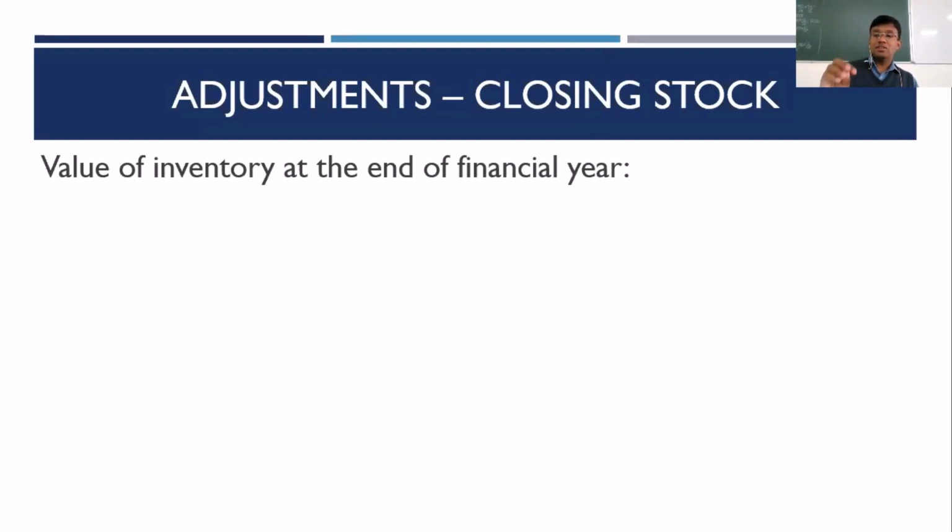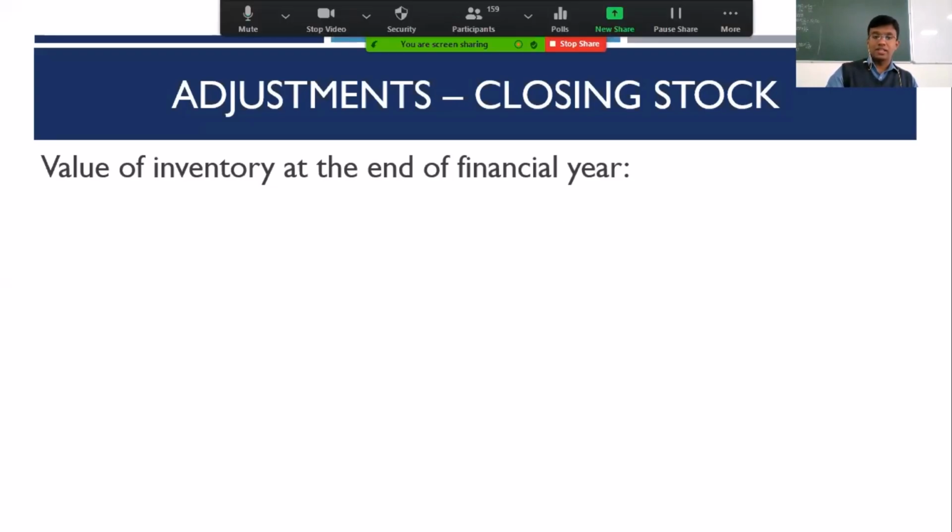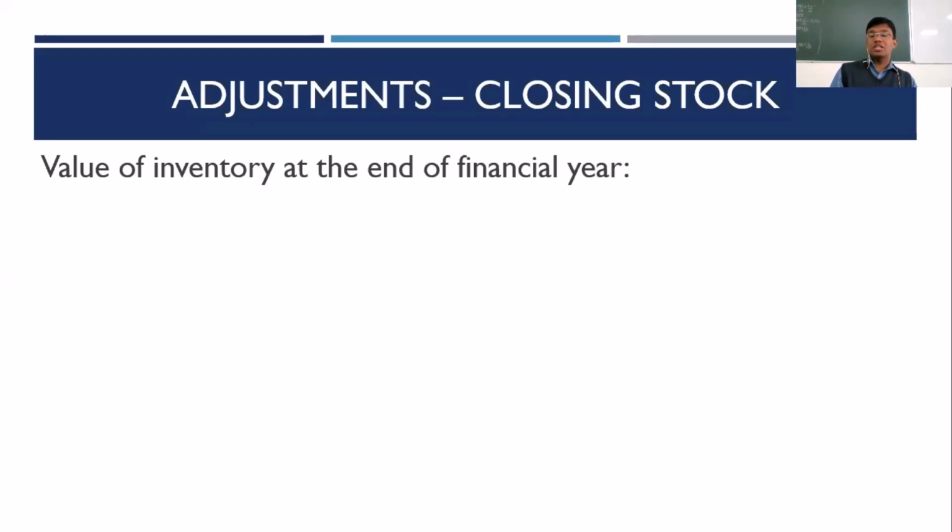So please remember the thumb rule. Any adjustment that you come across, you will have to treat it twice. So let's talk about the two possible treatments for this adjustment on closing stock. The first treatment is that you will be treating it in your trading account.